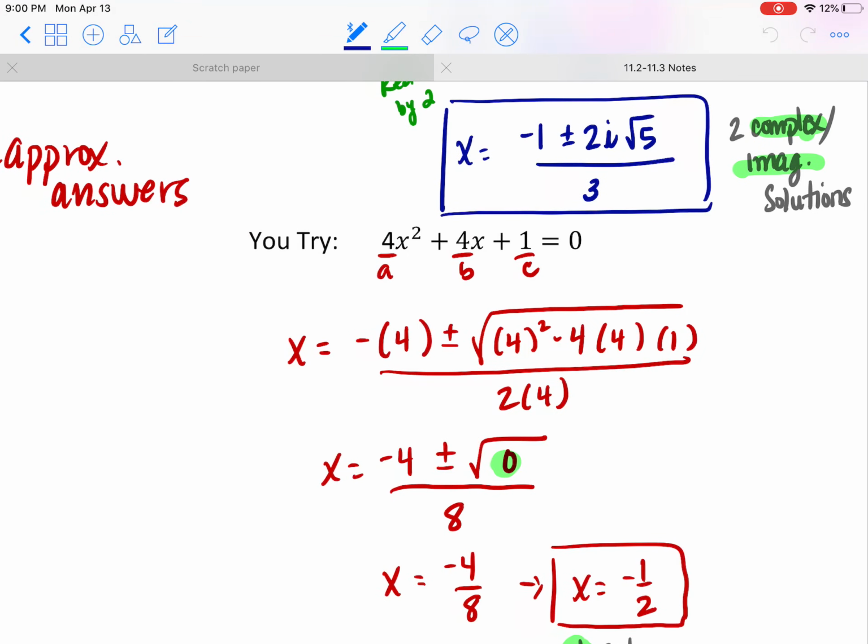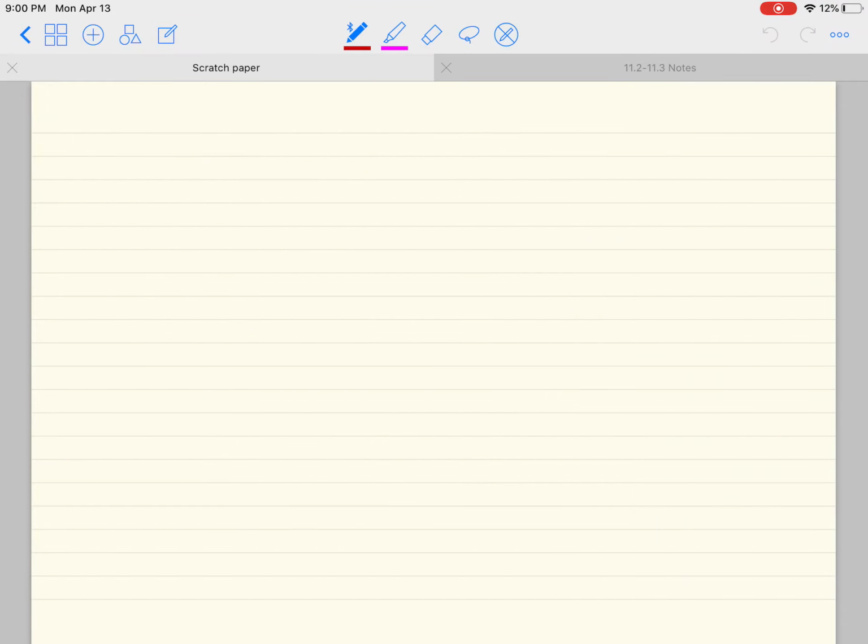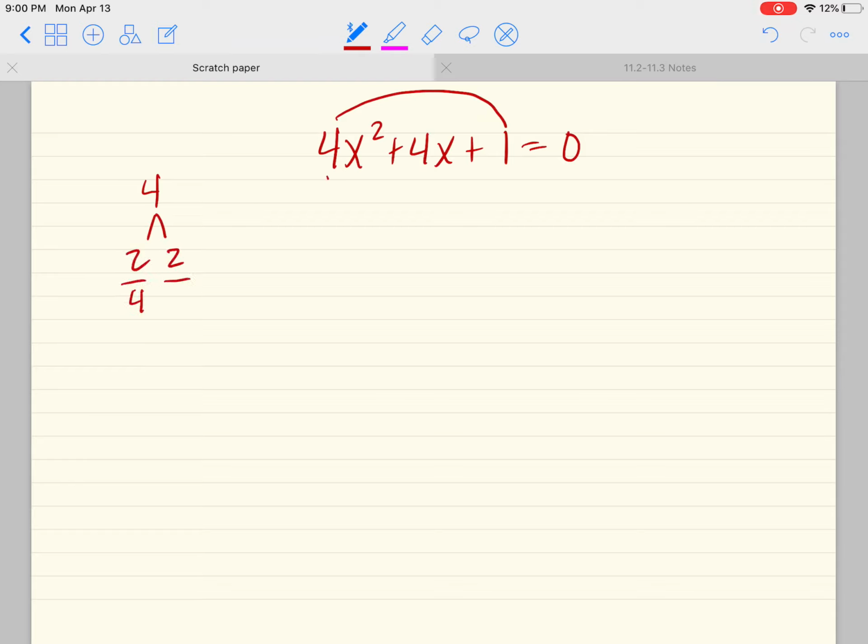Right, this equation had just one rational solution, 4x squared plus 4x plus 1. So let's look at that a little closer. We said 4x squared plus 4x plus 1 is an equation that had just one rational solution. And I solved it with the quadratic formula, but so you can see what's happening here, let's factor this guy. 4 times 1 is 4. Factors of 4 that make 4 would be 2 and 2. If I divided those factors by 4, then they both reduce to a half.